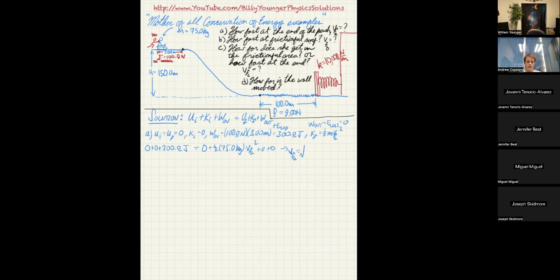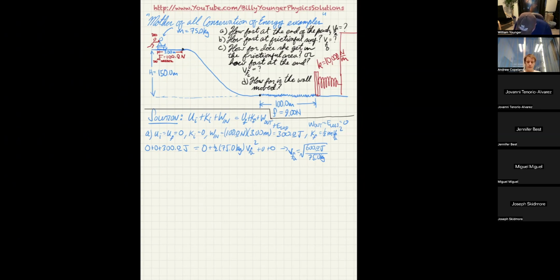V final A is equal to the square root of 600 joules, that's 2 times 300, divided by 75.0 kilograms. Now, a joule, remember, is a kilogram meter squared per second squared. So if I divide by a kilogram, I'm just left with meters squared per second squared. And then when I take the square root of that, I get meters per second, which is exactly what we expect. So in this case, I'm going to take 600 and I'm going to divide it by 75.